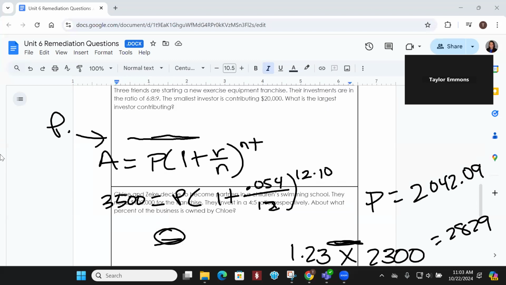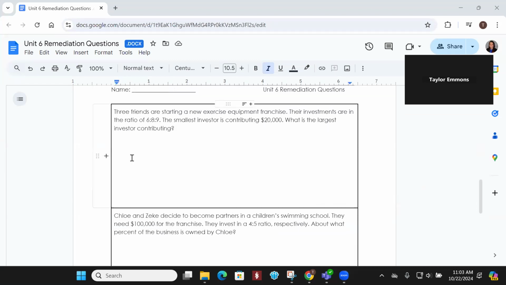All right, take a moment, look over these two questions. Okay, so 3 friends are starting a new exercise equipment franchise. Their investments are this ratio. The smallest investor is contributing 20,000. How much is the largest investor contributing?